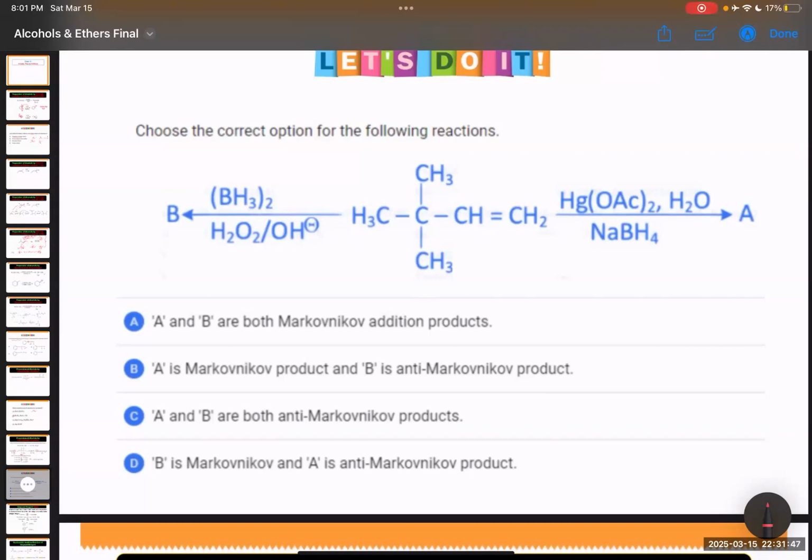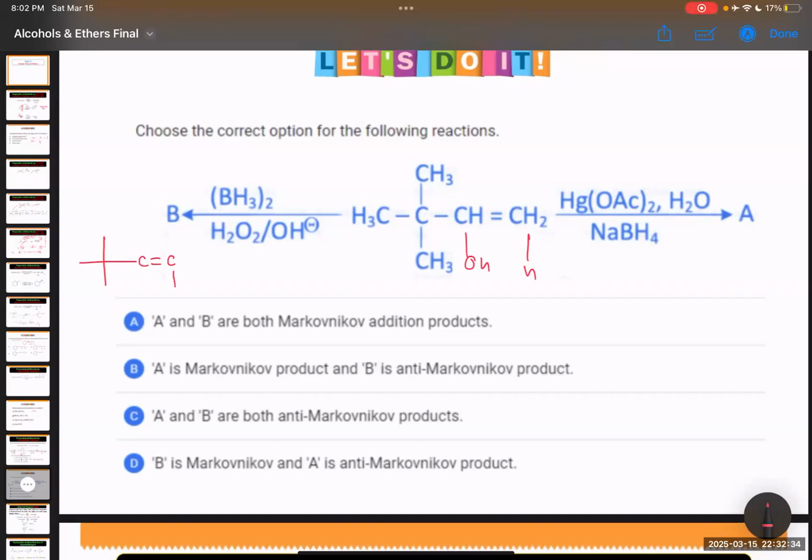I have compared the two methods. This question is asking about the two methods. So A is oxymercuration and demercuration. The addition is going to be Markovnikov addition. Got it? And H is connected outside and the OH is connected inside, but there will be no rearrangement. While in B, you have an alkene, and this is anti-Markovnikov addition.